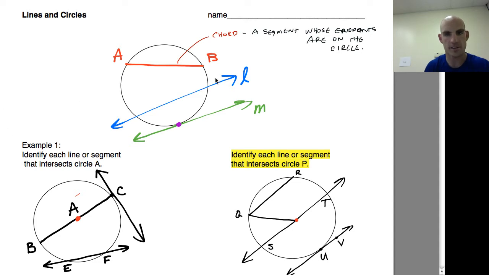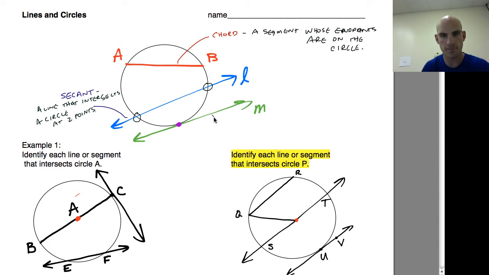The second thing that could happen, and this is in blue here, is line L. And line L is known as a secant. And a secant is, by definition, a line that intersects the circle at 2 points. So a line that intersects a circle at 2 points, and you can see they are here and here.